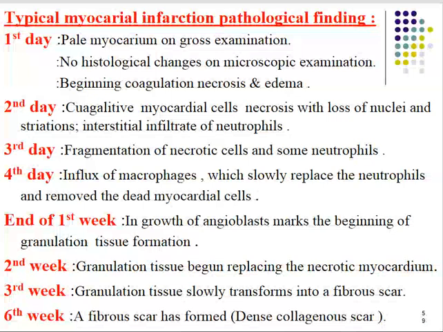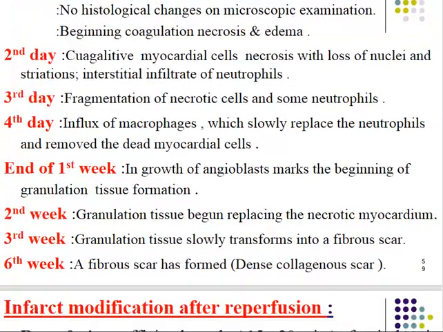The fourth day shows the influx of macrophages, which slowly replace the neutrophils and remove the dead myocardial cells. With time, at the end of the first week, there is ingrowth of angioblasts, which marks the beginning of granulation tissue formation. That is to say, granulation tissue formation starts at the end of the first week, about the 7th day. In the second week, the granulation tissue begins replacing the necrotic myocardium, completely replacing the necrotic myocardial tissue.